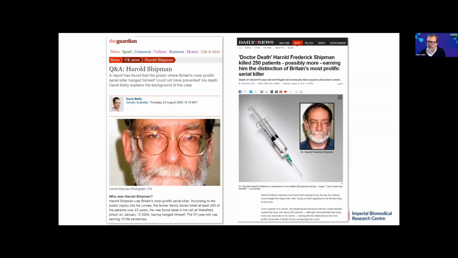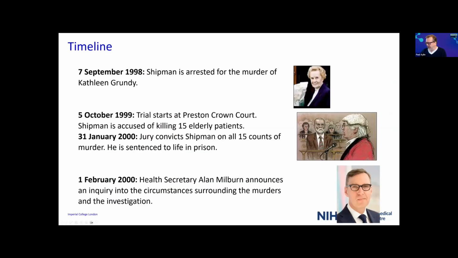Moving on to Harold Shipman, who has the distinction of being Britain's most prolific serial killer, killing some 250 of his patients, possibly more. He was arrested for the murder of one of his patients, Kathleen Grundy, whose will he had rather clumsily forged. He was then accused of killing 15 of his patients, and he was convicted and sentenced to prison for the murder of those 15 patients.